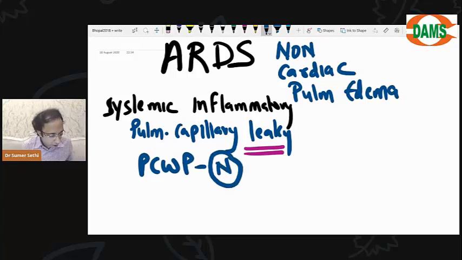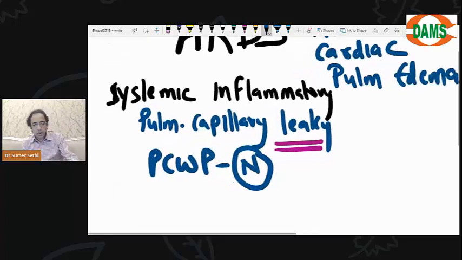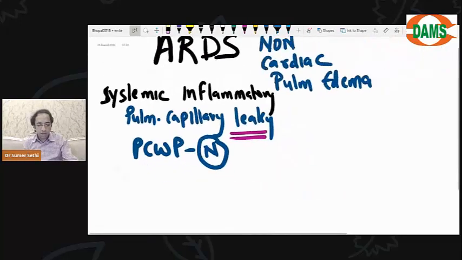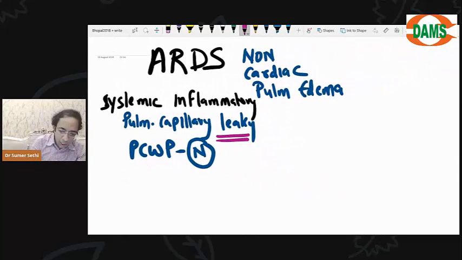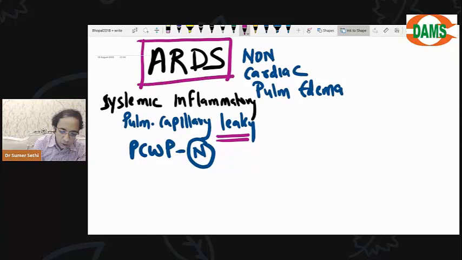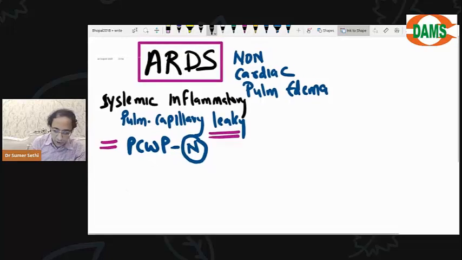Okay. Are you clear with this or not? Are you able to answer this or not? In systemic inflammatory diseases, you may have increased capillary permeability leading to ARDS, which is non-cardiac pulmonary edema. In this, PCWP will be normal. Okay, let's see if you can answer.